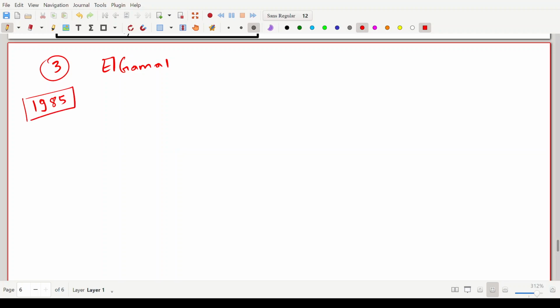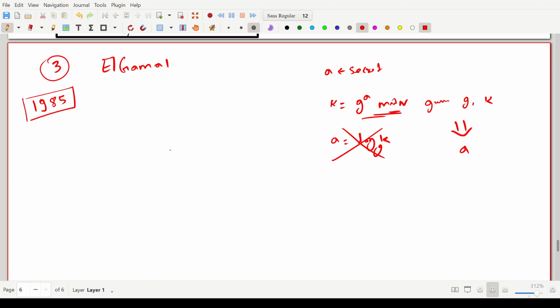Now ElGamal is based on the discrete logarithm problem. Suppose a is the secret, and say you are given k equal to g raised to a. The question is: given g and k, can you get the value of a? This is your discrete logarithm problem, and it is hard to solve in the case of modulo n. Otherwise, you can simply get it: it is the log of k with base g, correct? But in the case of modulo, you cannot apply this. That's why it is a hard problem.